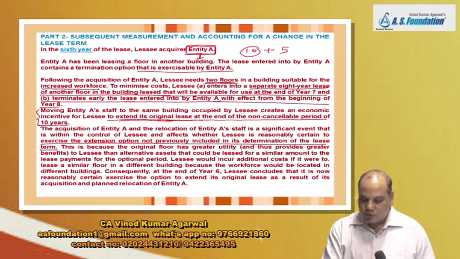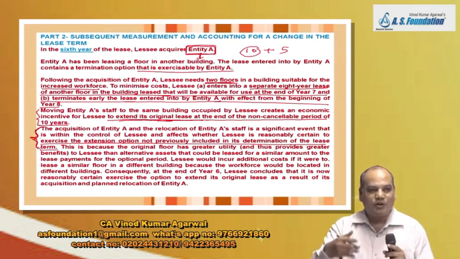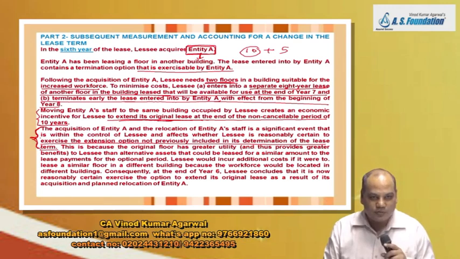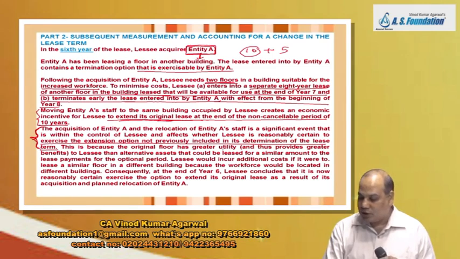So this was given to you as homework yesterday. You will find out what are the factors which may lead to change in your decision relating to exercising or not exercising the option. This is one example. This is because the original floor has greater utility and thus provides greater benefit to the lessee than alternative assets that could be leased for a similar amount to the lease payment for the optional period.